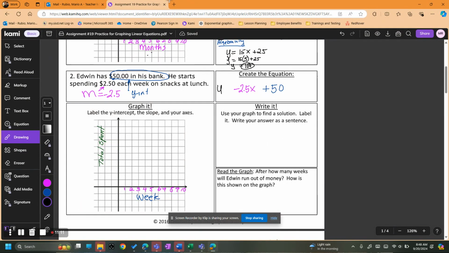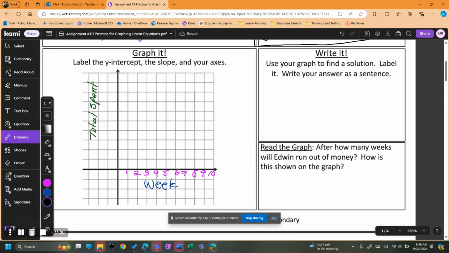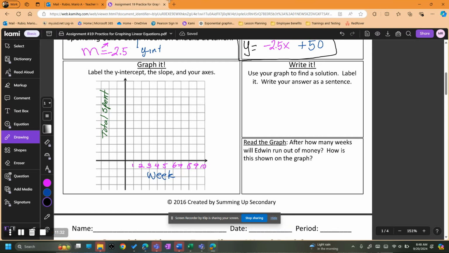And don't forget the y equals. Okay, so that's our equation for this problem. This equation represents how much money he's going to have each week. As far as the graphing goes, I'm going to number the weeks 1 through 5. And I'm going to number his account in $5 increments. $30, $35, $40, $45, $50.